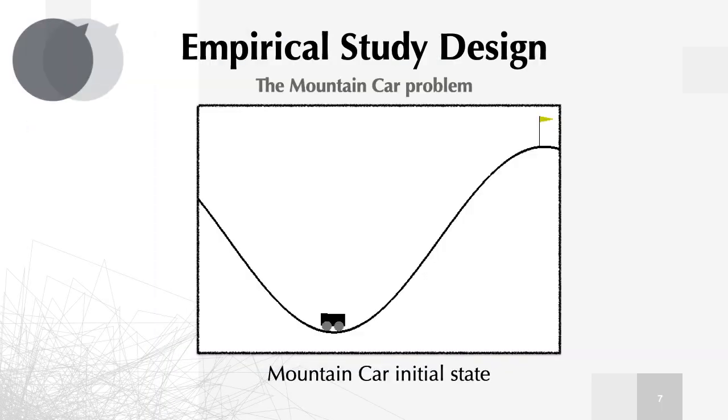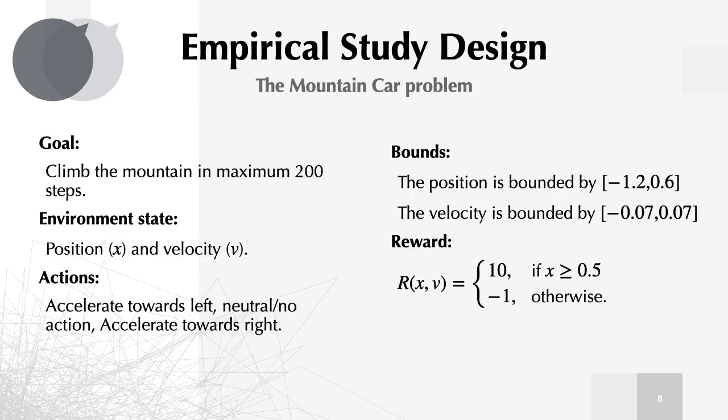To address these questions, we designed an empirical study using the mountain car problem, which is a classic control problem where there is a truck stuck between two mountains and we want to climb the right side mountain. However, the engine of the truck is not strong enough, so it has to move back and forth to gain momentum and climb the mountain. So the goal is to climb the mountain, but there is a time limit that is 200 steps. The environment describes the states using the position and the velocity of the truck, and the actions that the agent can take are move towards left, move towards right, or simply do nothing.